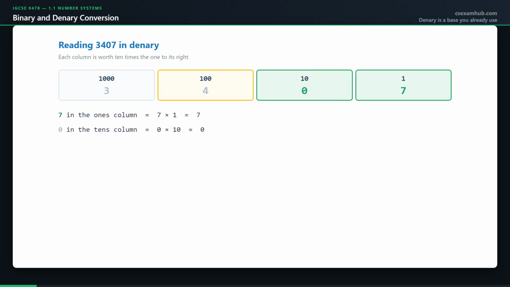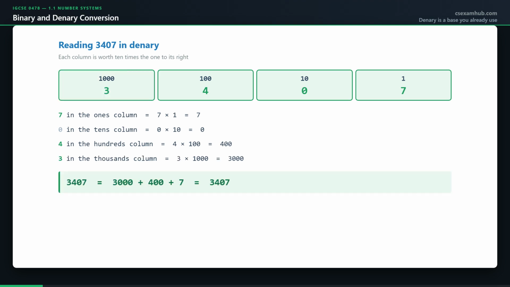The 7 sits in the ones column. The 0 sits in the tens column. The 4 sits in the hundreds column. The 3 sits in the thousands column. Nobody taught you to think of it that way, but that is exactly what you are doing every time you read a number. The value of a digit depends entirely on where it sits, and the columns grow by a factor of the base each time you move left.